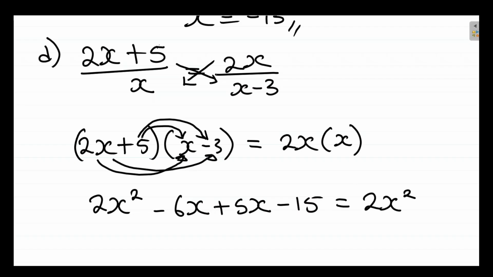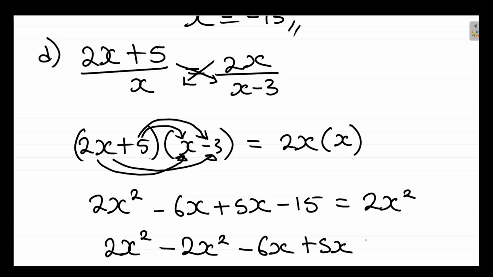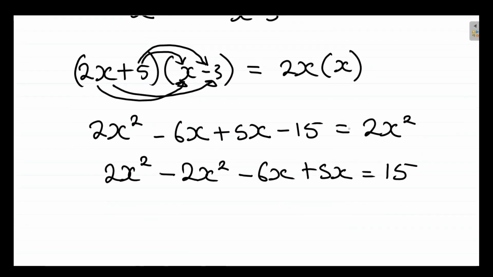squared. Now we have 2x squared here, and we have 2x squared here. So we can collect like terms. So we have that this becomes 2x squared minus 2x squared minus 6x plus 5x equal to 15. Because when 15 crosses the equality sign, it becomes positive 15.